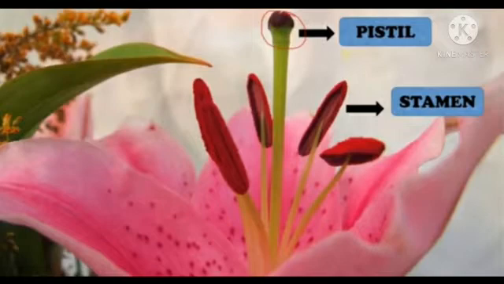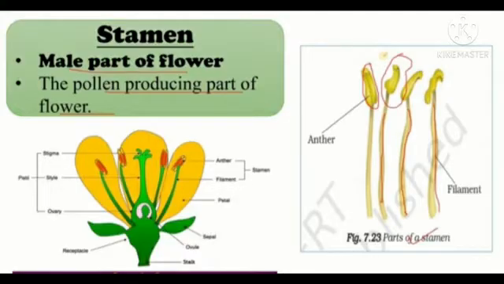Look at the picture. You can see pistil and stamen together, right? These both are the male and female reproductive parts of a plant. We discussed stamen in our last class. All of you memorized that one? We can check one more time. Look at the picture. Stamen is the male part of a flower, right?